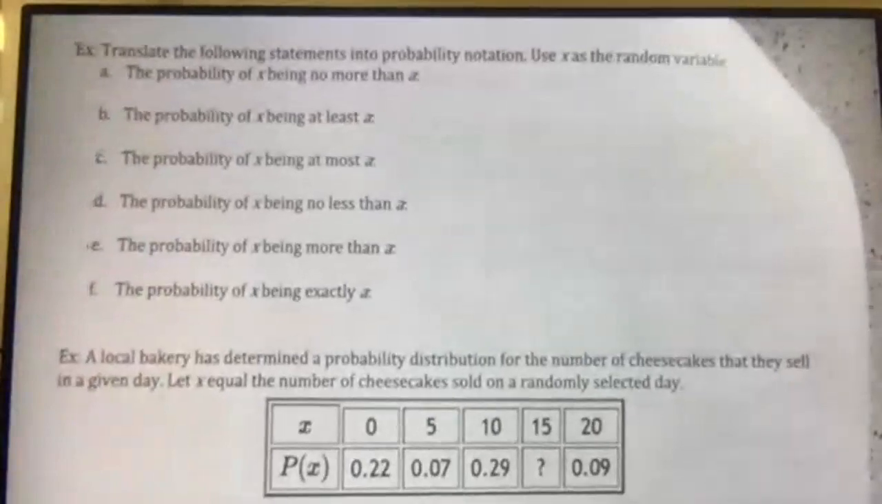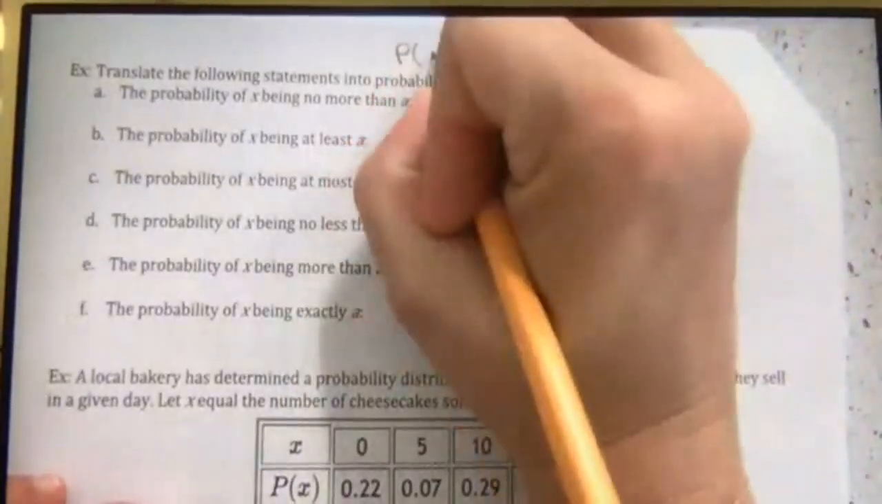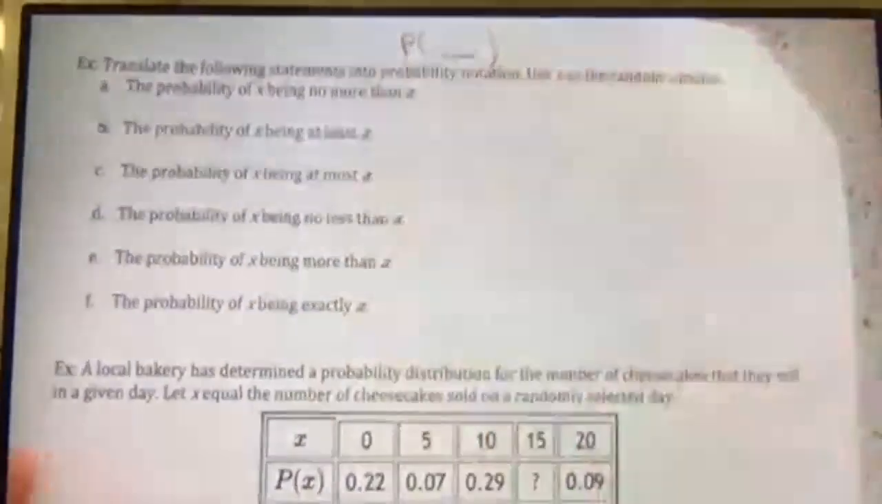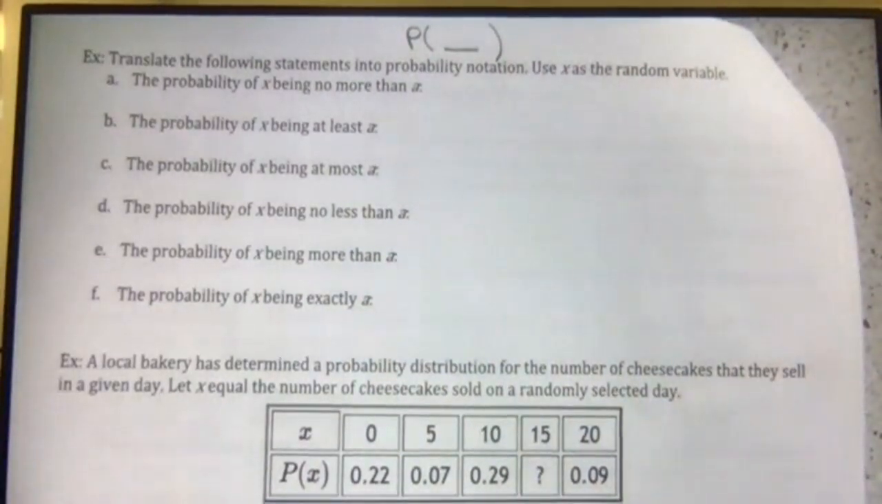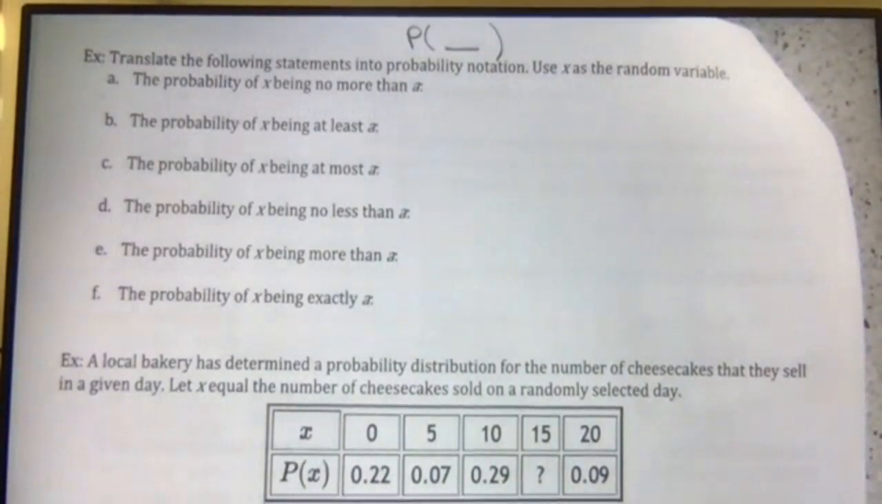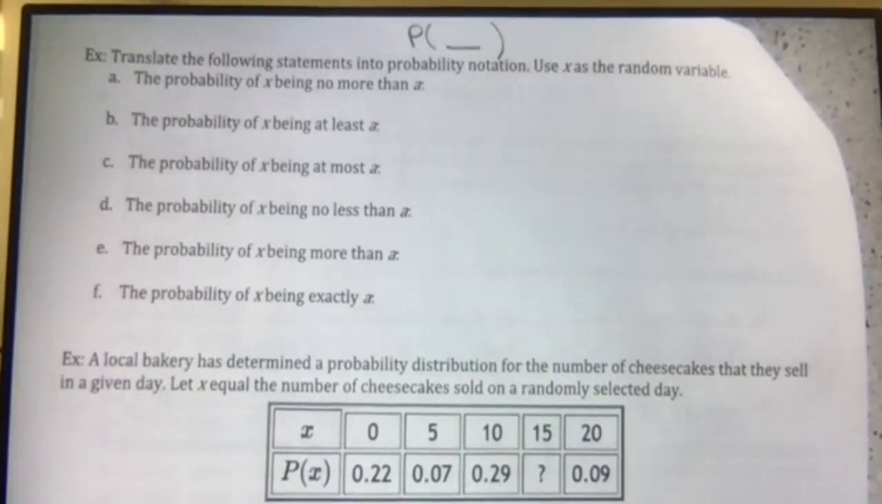All right, page 2. Translate the following statements into probability notation, just like function notation, where we could say the probability of whatever our scenario is. Just like function notation, like we say f of x, this is the probability of whatever. So use x as the random variable. I went through all the different homework scenarios because these wordy things get people, so I try to put down all of them that I've seen.